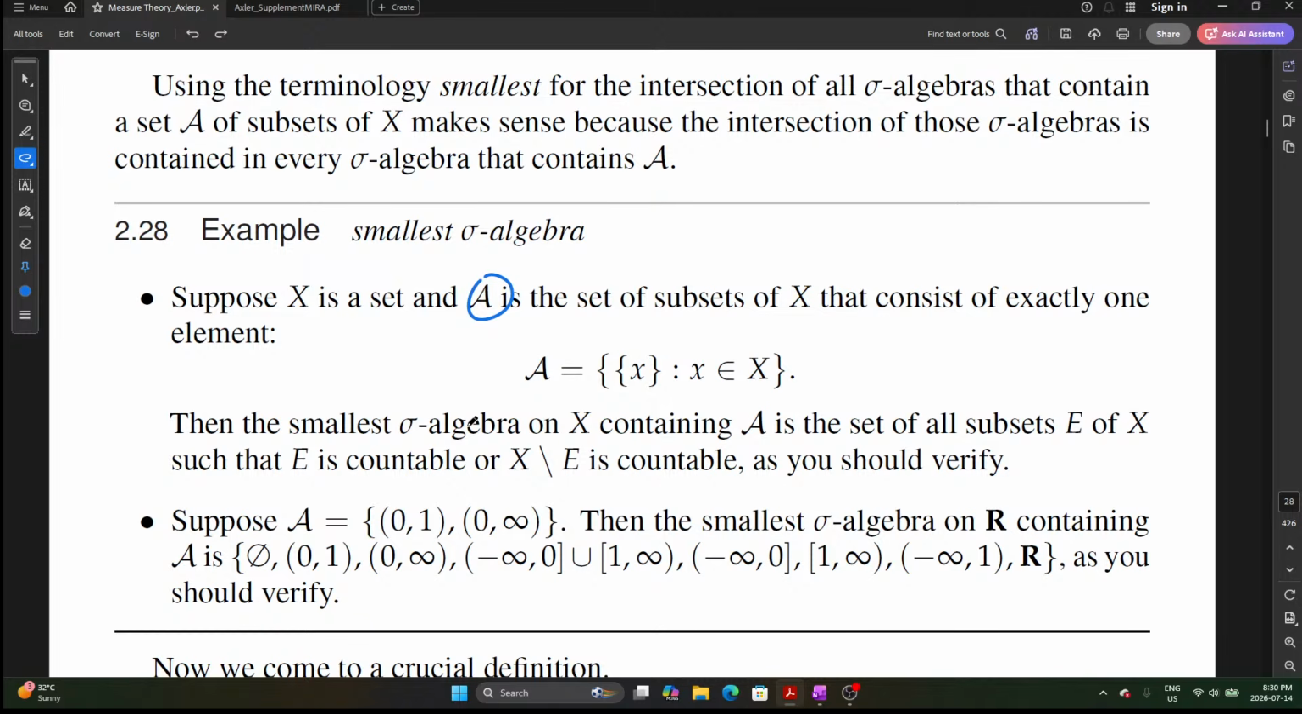Okay. Anyway, so here we have a collection of singletons, and we want to describe the smallest sigma algebra generated, or just the smallest sigma algebra that contains scripted A, or the sigma algebra generated by scripted A. How do we describe that? Here, it says the smallest sigma algebra on X containing A is the set of all subsets E of X such that E is countable, or X minus E is countable, as you should verify. Okay, so we have to do it ourselves.